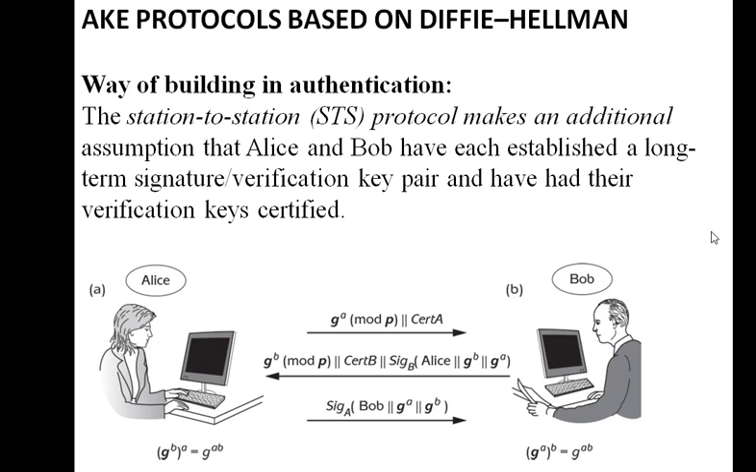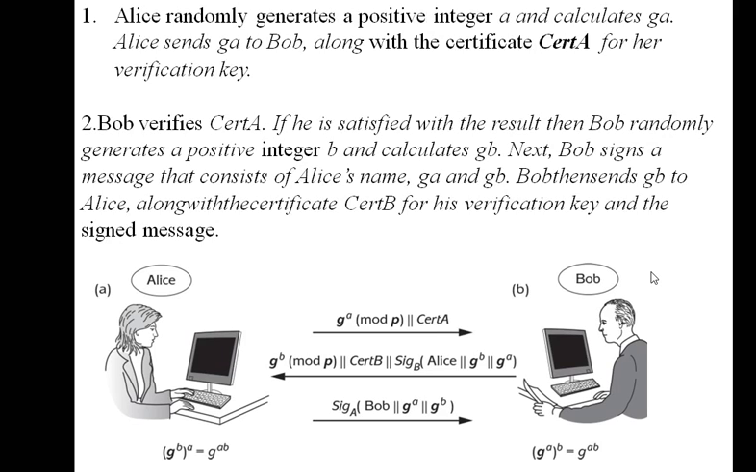A key protocol based on Diffie-Hellman, the way of building in authentication, that is the station to station STS protocol, makes an additional assumption that Alice and Bob have each established a long-term signature or verification key and have had their verification keys certified. Alice randomly generates a positive integer A and calculates G^A, and Alice sends G^A to Bob along with certificate A.